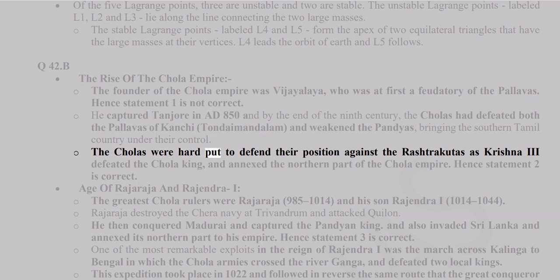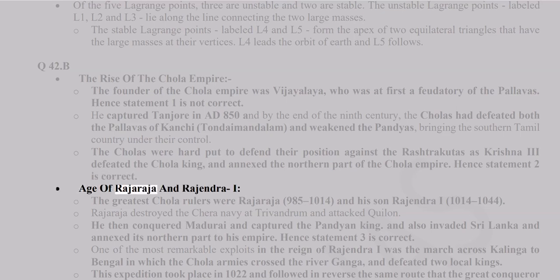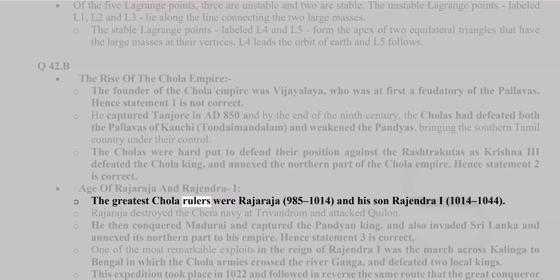The Cholas were hard put to defend their position against the Rashtrakutas, as Krishna III defeated the Chola king and annexed the northern part of the Chola Empire. Hence statement 2 is correct. Age of Rajaraja and Rajendra I. The greatest Chola rulers were Rajaraja, 985 to 1014, and his son Rajendra I, 1014 to 1044.